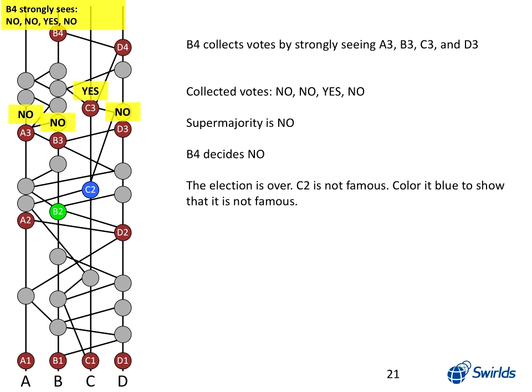C2 is definitely not famous. If we were to continue, all the other events would eventually agree that D2 or C2 is not famous. And so we're going to color it blue. We're going to use green for the famous witnesses and blue for the non-famous witnesses. So we have decided the election for C2 is over.